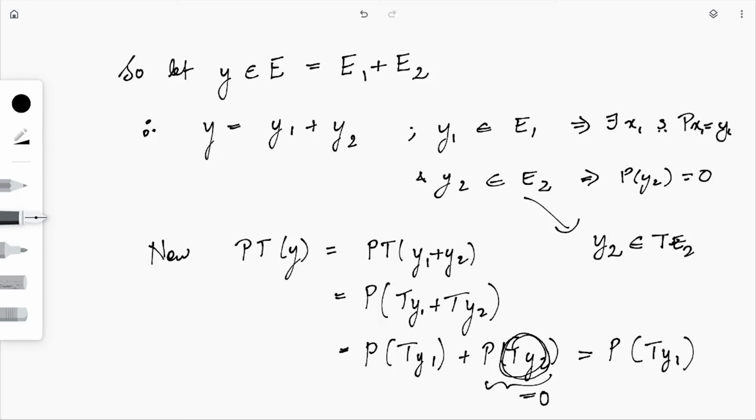So I get this is equal to P acting on T of y1. Now again E1 is invariant under T, so T of y1 will again be an element of E1, that is T of y1 is an element of the image of P, and P when restricted to image of P, that was the first property, right? P acting on elements of E1 is nothing but that element itself. P of x is equal to x. So P of T of y1, T of y1 is an element of E1, so I get that is equal to T of y1 itself. Okay. So I get PT acting on y is nothing but T y1.